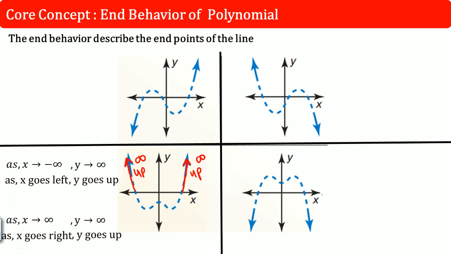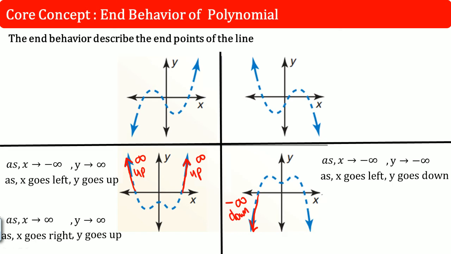Let's look at this case. I call this the sad face case. For the sad face case, we first look at what happens as x goes to negative infinity. That means as x goes to the left. What happens to the y? Well, the y goes to negative infinity. Why? Because it goes down.